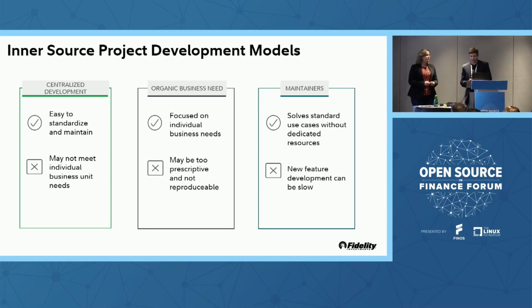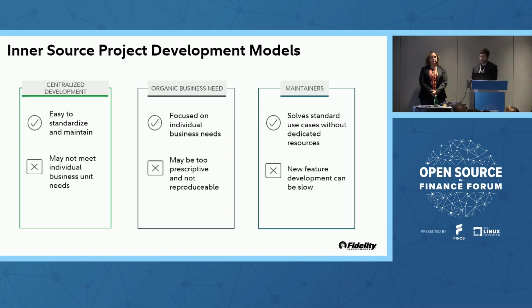Cool. So let's talk a little bit about our different inner source development models that we've found at Fidelity and we found work well for us. Which model you choose really depends on what outcome your organization wants to achieve. The first model, the centralized development model, is our most top-down model. This is created by the central BU, the one that I'm part of, which we'll call the Cloud Engineering Business Unit, for use by all of the other business units if they choose to follow this model.